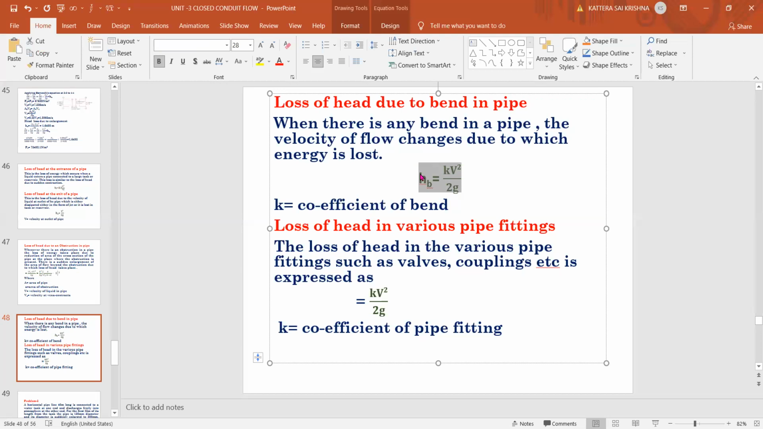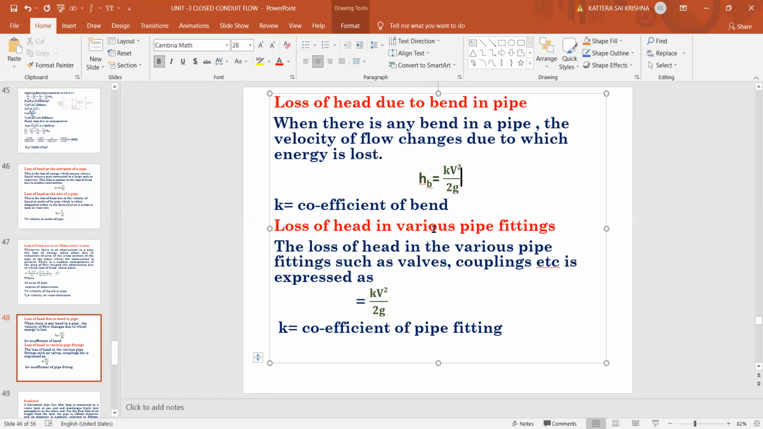So mostly this will be neglected in the problems because bends are common. And if a problem is asking about this bend in the pipe, definitely it should give the coefficient of bend. So when the coefficient of bend is given to us, only at that time we can use the loss of head due to bends. So HB equals KV square by 2G, where K is the coefficient of the bend.